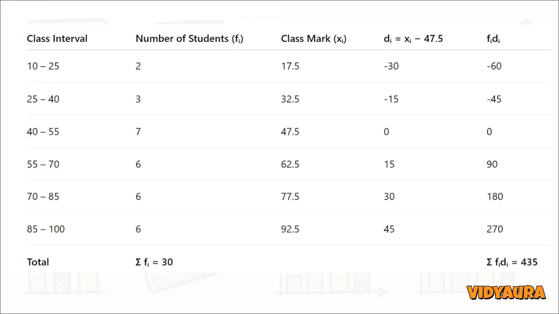First step, we pick an assumed mean, which we call A. It's usually easiest to pick a value from the middle of the xi column. So, let's pick 47.5. Now we make a new column for the deviation, di. We find it by doing xi minus our assumed mean A.